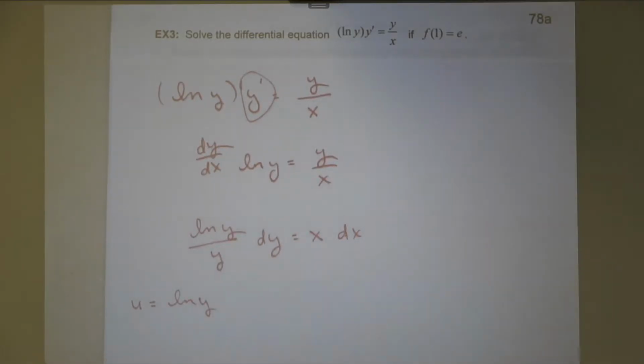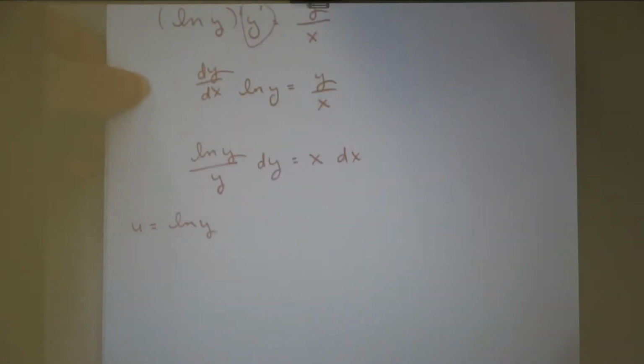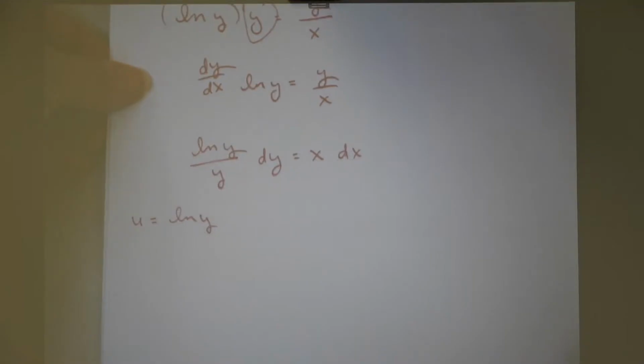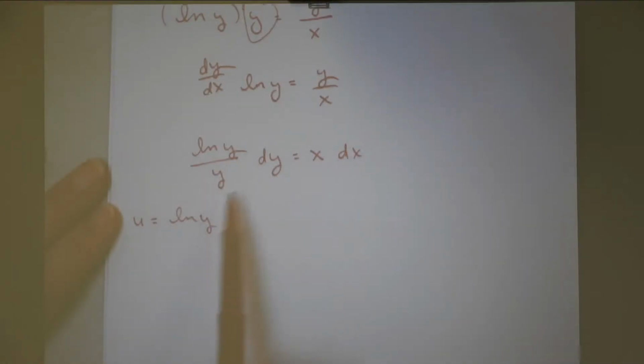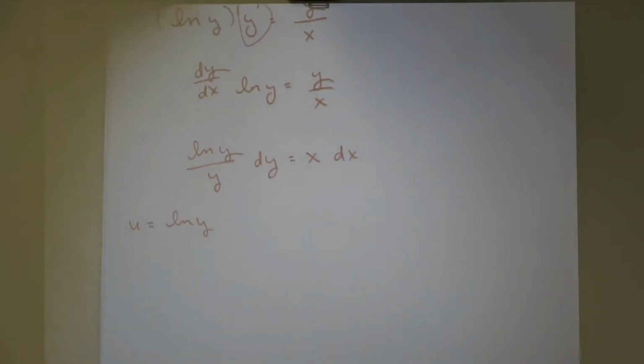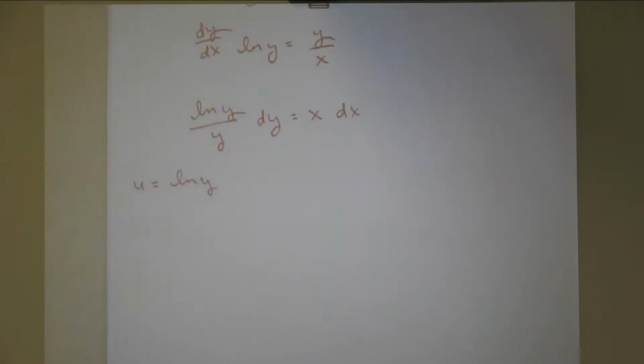So again, I need all my y's on the left, and I need all my x terms on the right. So I'm going to divide by y, and I'm going to multiply by dx. And when I do that, I end up with ln y divided by y dy is x dx. Again, don't cross out those y's. You're not going to be able to do that. So resist that temptation. But I do know I can use u sub here.